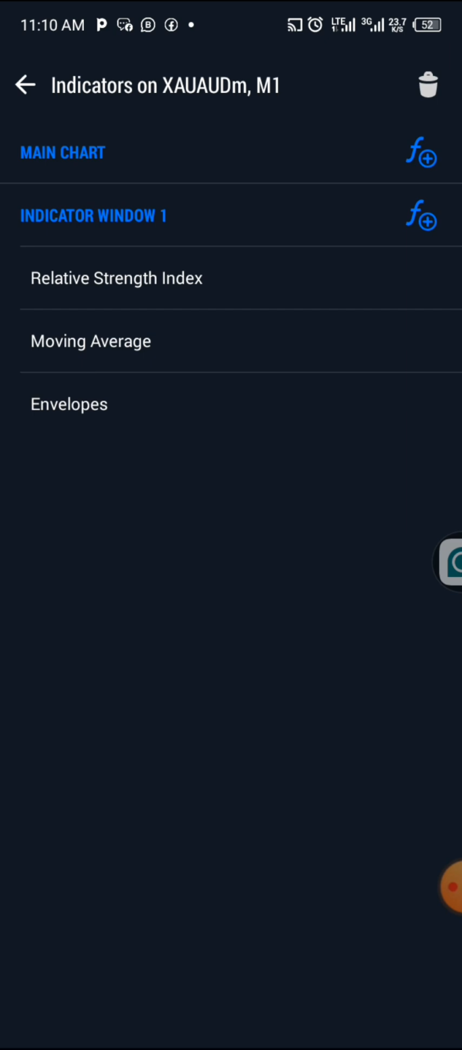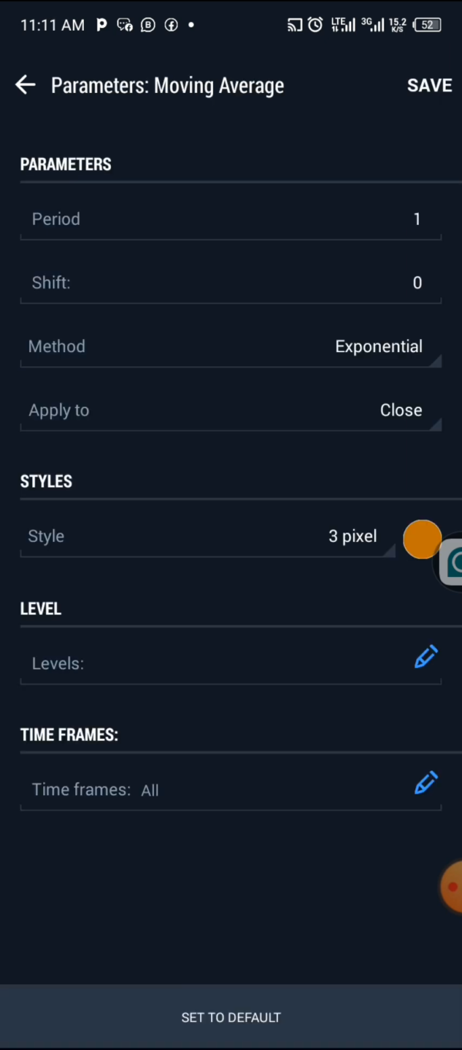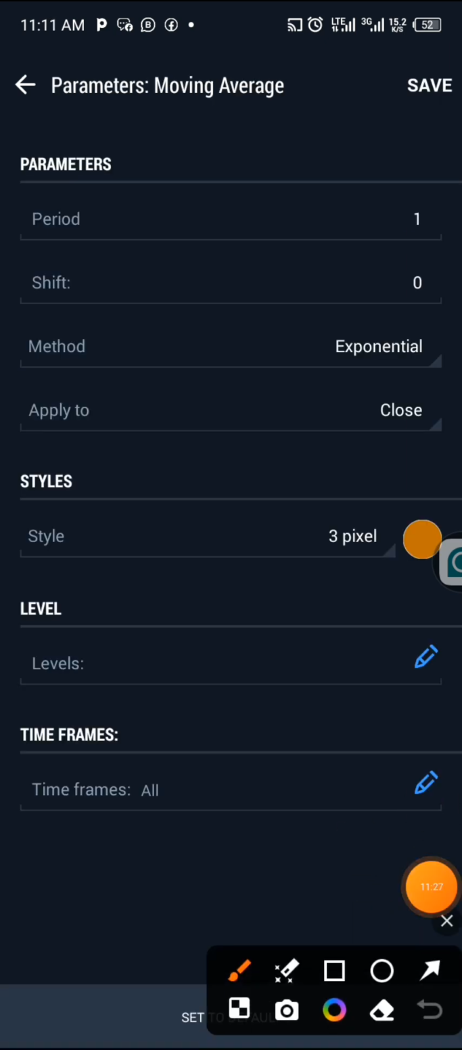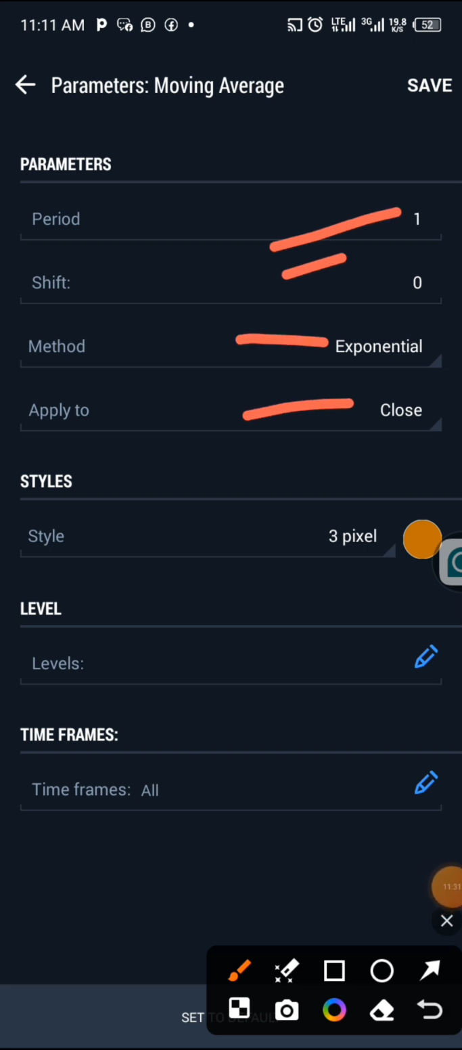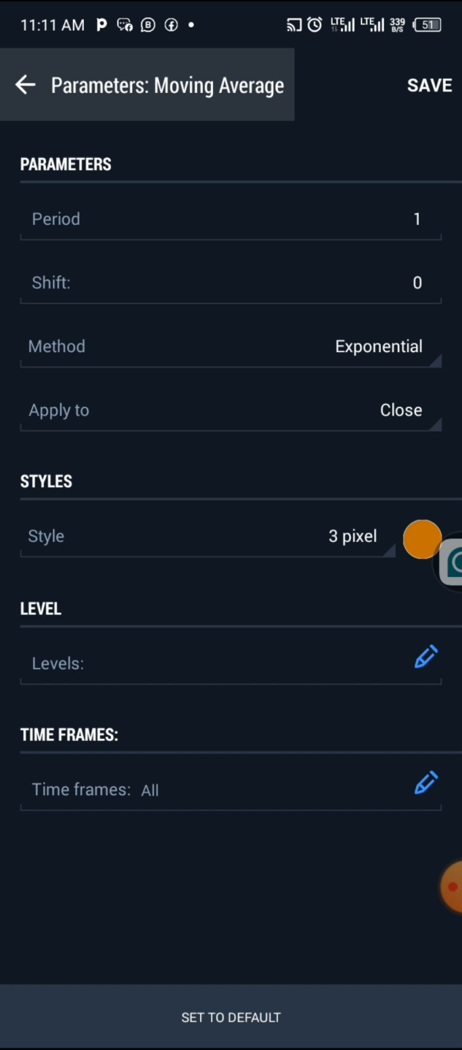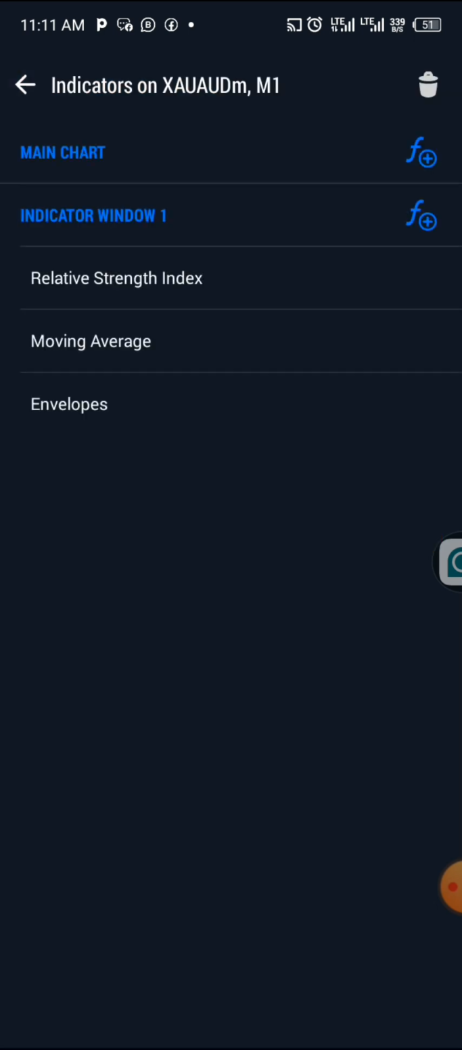The next indicator we're going to be using is the moving average. In your moving average, the period is 1, shift is 0, method is exponential, apply to close, use 3 pixel, color brown. Once you have all of that figured out, you click on save. The third and final indicator you're going to be using is called the envelope.